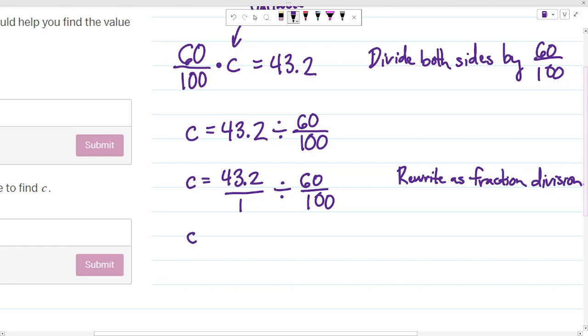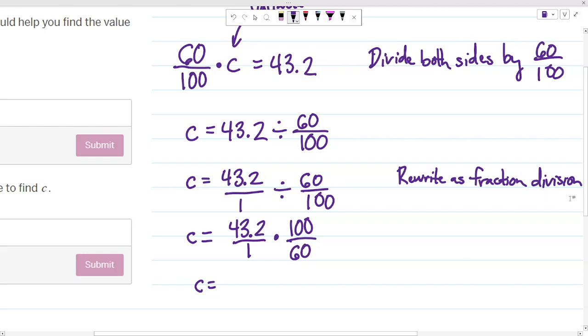And now, how does fraction division work? We keep the dividend the same. So 43.2 over 1, that's not changing. But then we change to multiplication, and we multiply by the reciprocal of the divisor. So we're going to take 60 over 100 and flip it up. So now it's just a fraction multiplication problem.